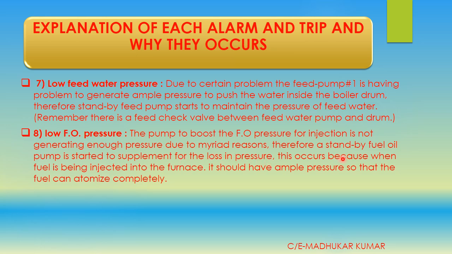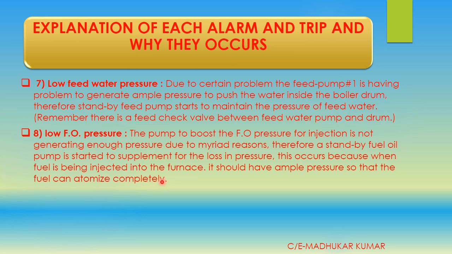This occurs when the fuel is being injected into the furnace. It must have ample pressure so that the fuel can atomize completely, because we know that for atomization the fuel should have a certain viscosity and a certain temperature, so that it will be atomized from the boiler burner and the combustion will be proper.